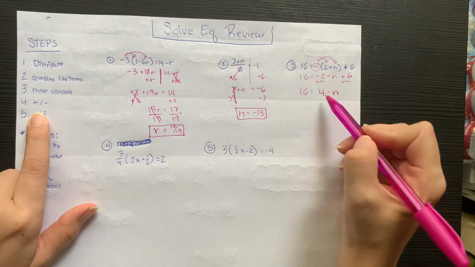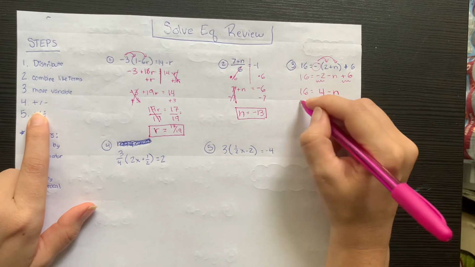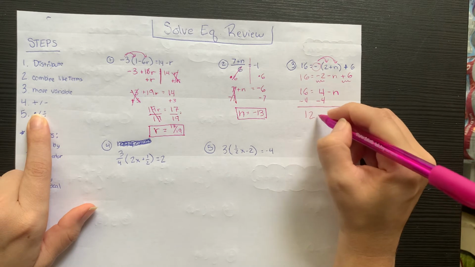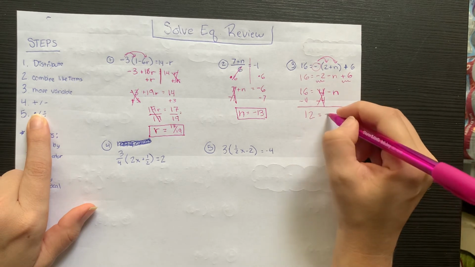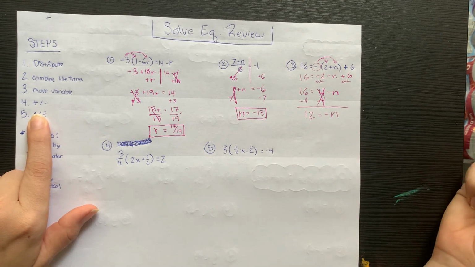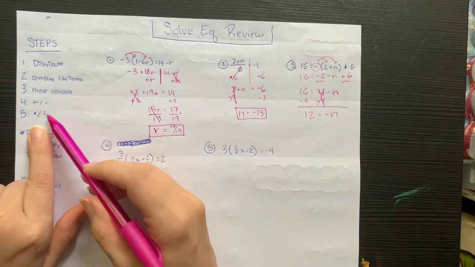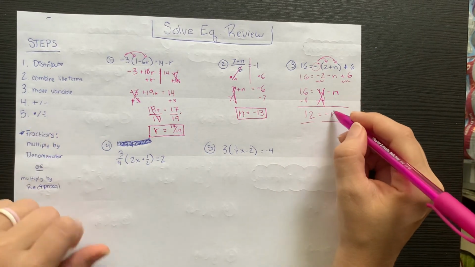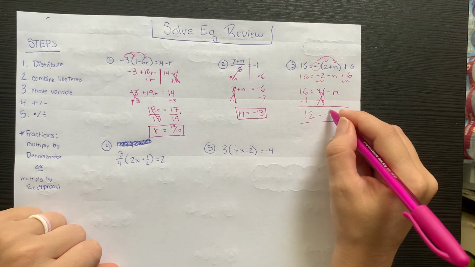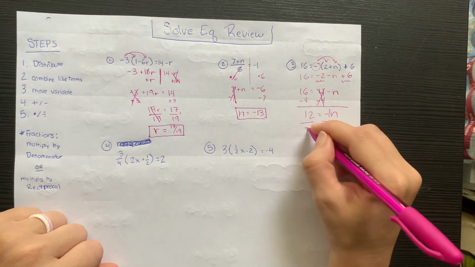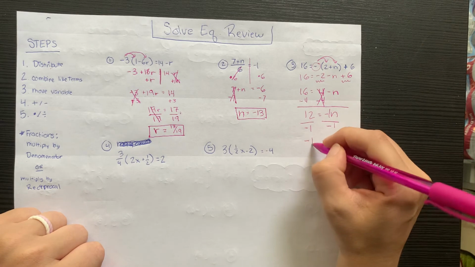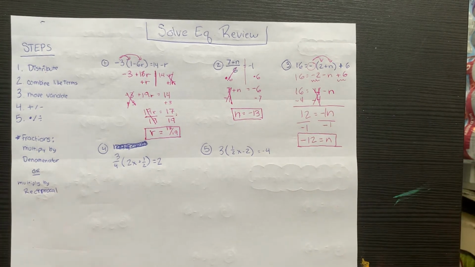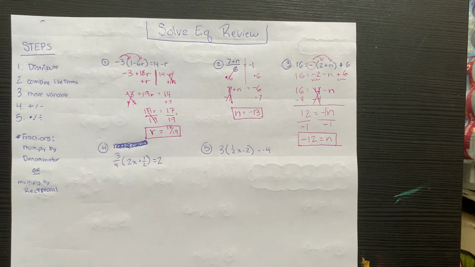Now I want to subtract my 4 from both sides. 12 equals negative n. And then I'm going to be dividing. In this case, I've got this negative by the n. I'm going to divide, technically it's a negative 1. I'll divide by negative 1. Negative 12 equals n. There's that one.